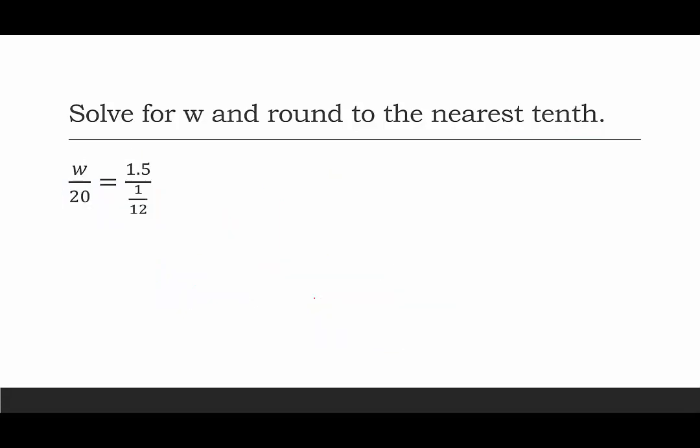In our last example, we are solving for w, and we want to round to the nearest tenth. Let's set up our cross products. So first cross product, we have 1/12 times w equals, and then here we have 1.5 times 20. You want to go ahead and multiply first? Good choice. So we're going to look at 1.5 times 20.